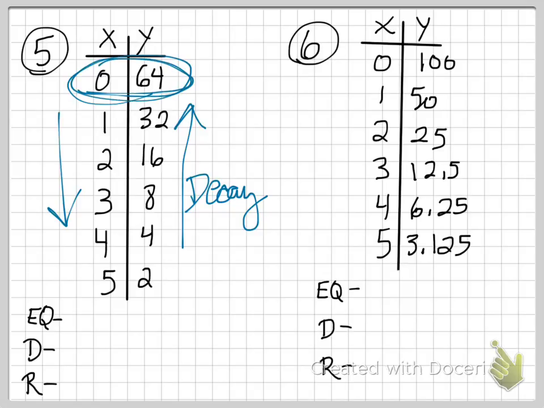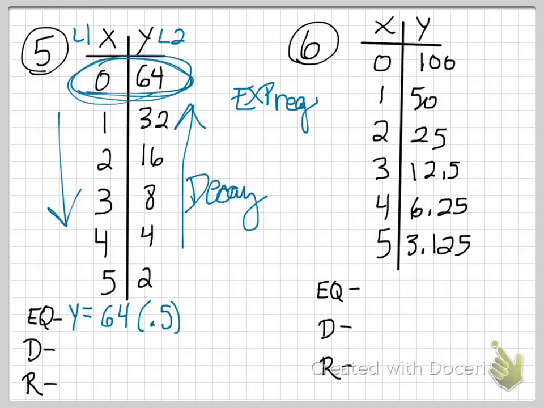So I go to Stat Edit. I enter the y values into L2. X's are in L1. I go to Stat Calc and I do EXP reg. Okay, the equation is y equals 64, parenthesis, 0.5 to the x power. Is that what we expected?